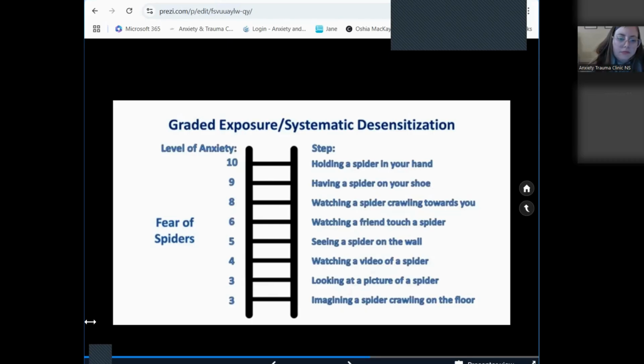And then you work your way up through these steps, starting by exposing yourself to the ones that cause you the least amount of anxiety, and then going step by step until you make your way up to the top of the ladder. And so if you have a fear of spiders, your ladder might look something like this. And notice at the bottom of the ladder, we've started with just imagining a spider, because perhaps anything involving an actual real-life spider would be too anxiety-provoking for you to be able to even start. And so you need to make sure that the first rungs on your ladder are manageable.